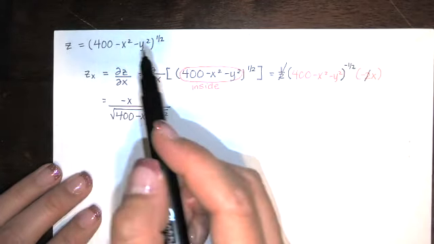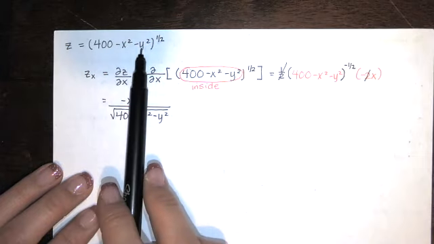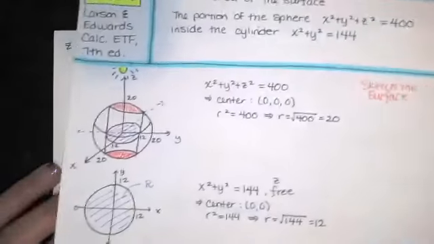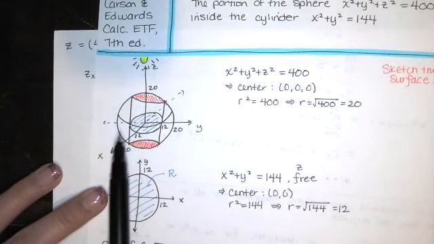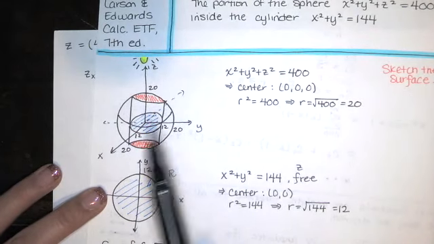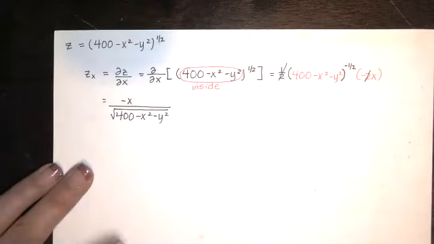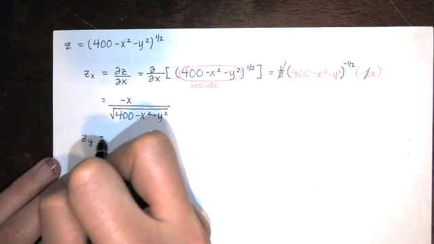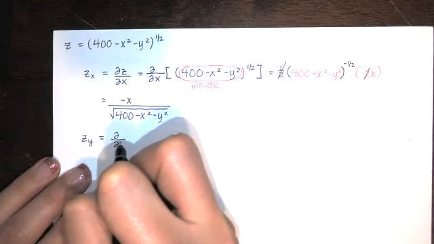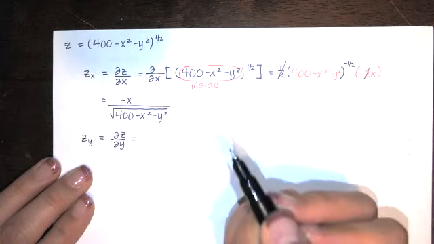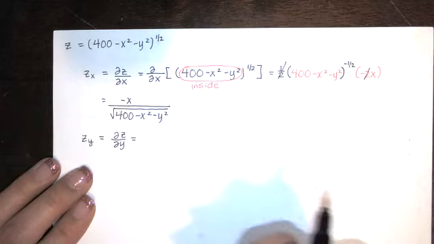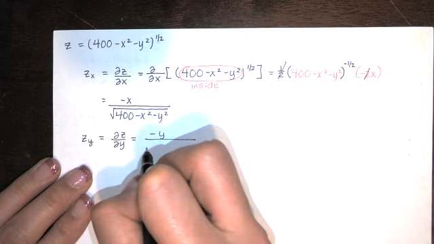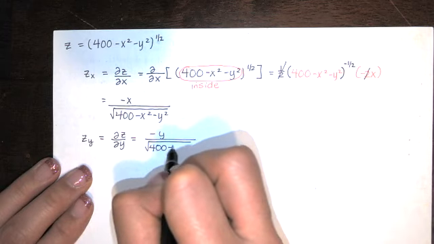Now, I want you to notice the symmetry with this function. If you switch x and y, you get exactly the same function. And that makes sense when we look at the geometry too. This is completely symmetric. Switching out the x and y is not going to change it. It's still a sphere. We still have that symmetry. So given that, I already know what the partial derivative of z is with respect to y. It's going to be exactly like this, but everywhere I see an x, I could replace it with a y, and everywhere I see a y, I could replace it with an x. So by symmetry, this partial derivative is negative y over the square root of 400 minus x squared minus y squared.